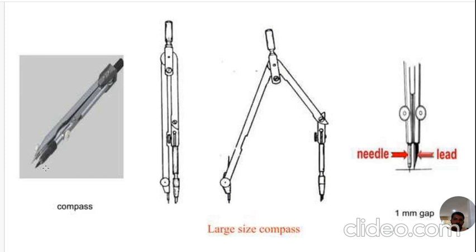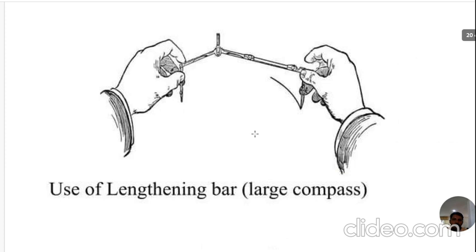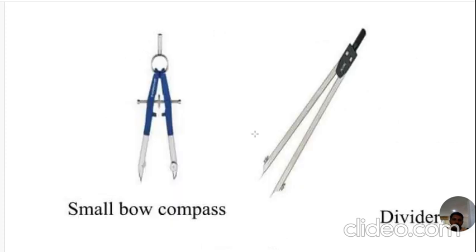is the compass. The compass is classified into two types: the pivot joint compass and the elbow joint. These are the two types: the springbow compass and the pivot joint compass. This one is the pivot joint compass, and this one is the springbow compass.